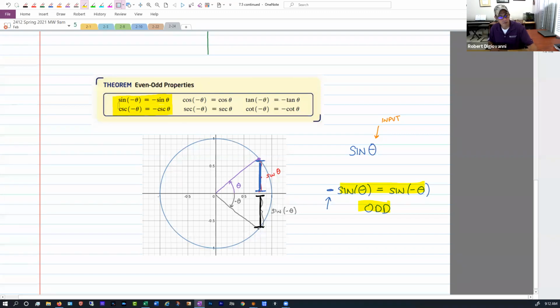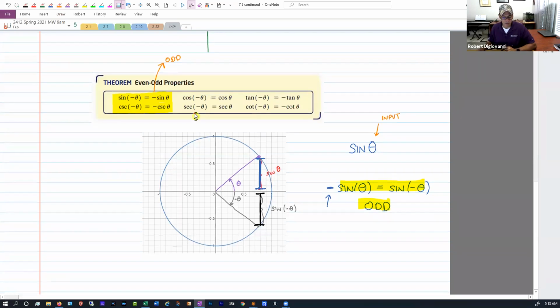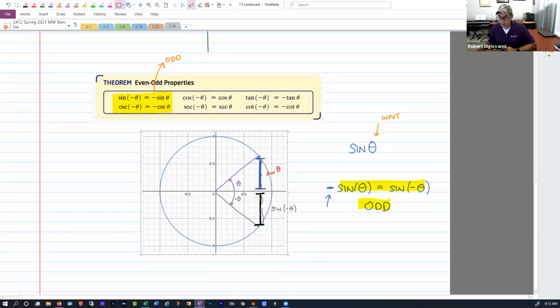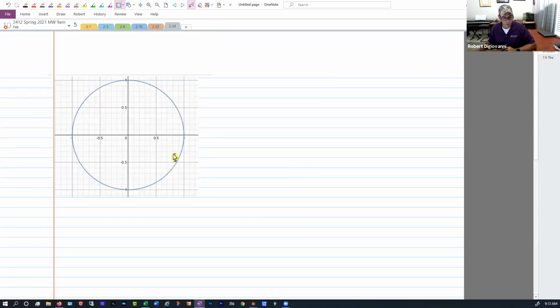Now, what about cosine? So let's start over. Let's start over with cosine. And I want to keep this, so I'm going to just copy this and go to a different page. So let's talk about cosine.